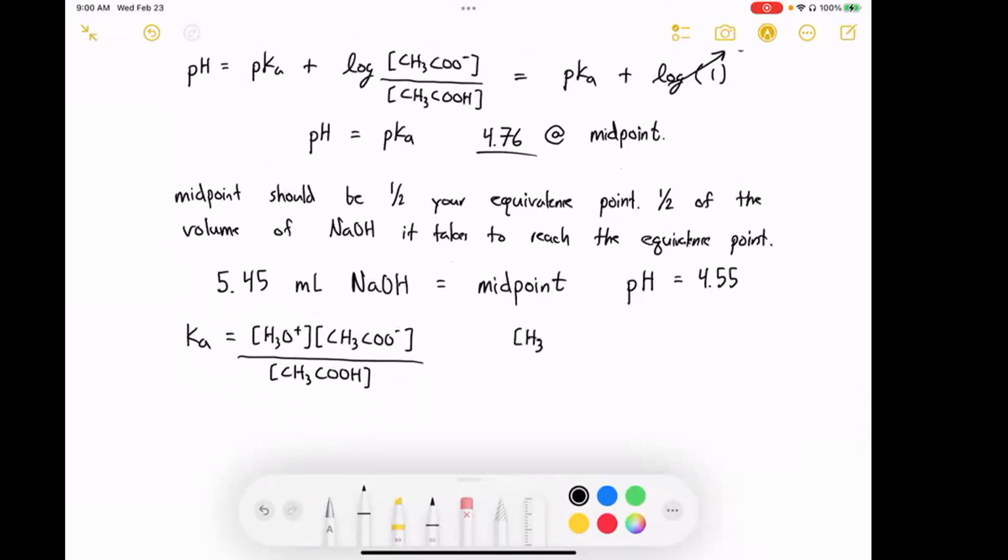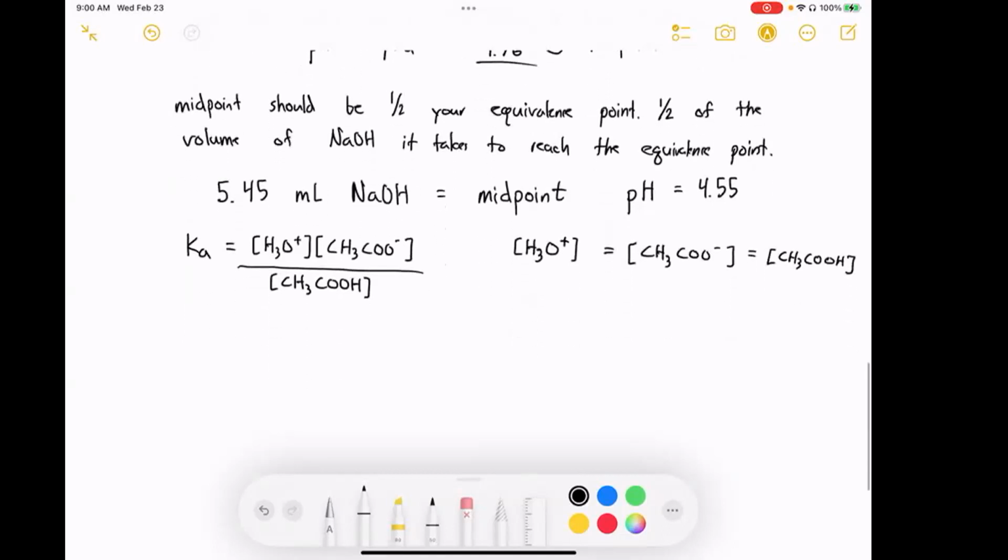H3O+ is going to equal CH3COO-, which equals the amount of acid that's still present at the midpoint. So if we calculate the pH, we'll get all those values. So let's do 10 to the negative 4.55. That will give us, 4.55 anti-log, we get 2.8 times 10 to the negative 5th.